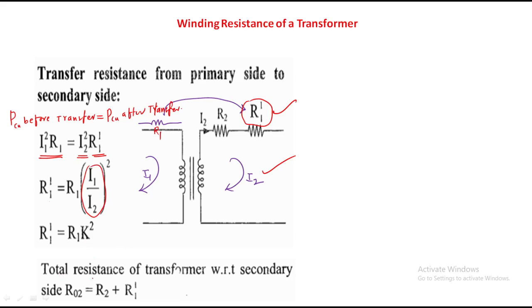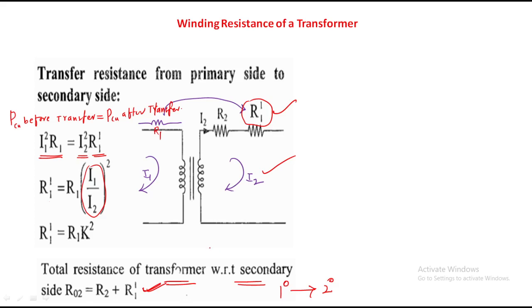So therefore the total resistance of a transformer with respect to secondary means transferring the resistance from primary to secondary. That is the meaning. The total resistance is R2 plus R1 dash. This is about the transferring of a resistance from primary to secondary or secondary to primary.